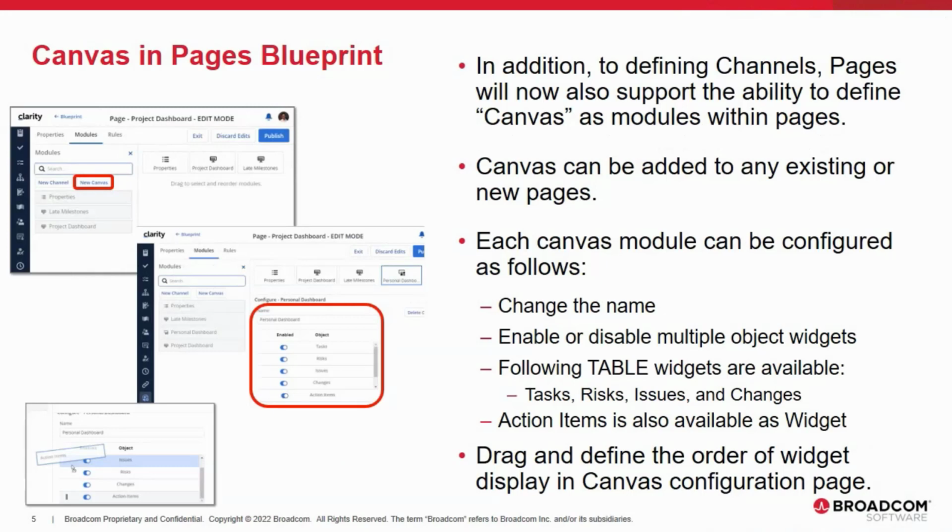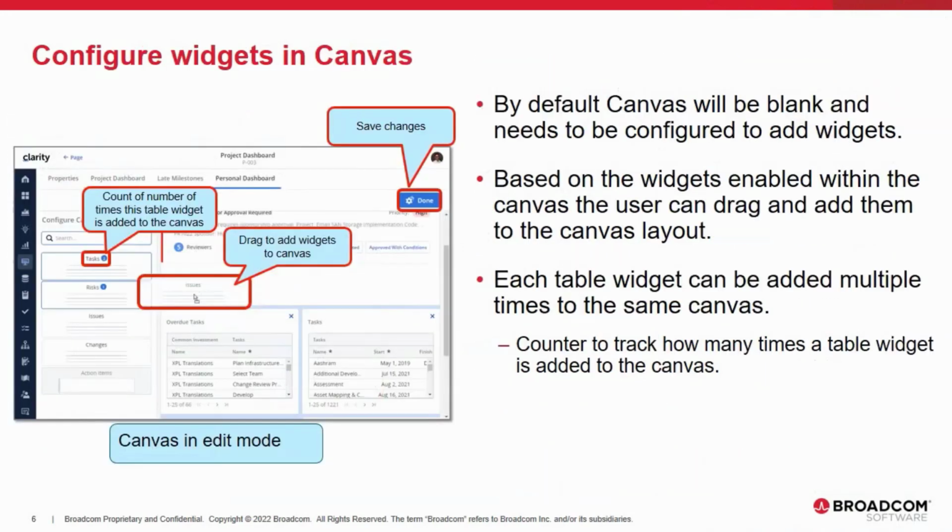The widgets that are available are the following 4 table widgets: the task, risk, issues and changes, and the new action item widget can be included within the canvas. The admin can also drag and define the order of displaying those widgets that would be available to the end user within the canvas itself. Once a canvas is configured within a blueprint, then the canvas by default will be blank.